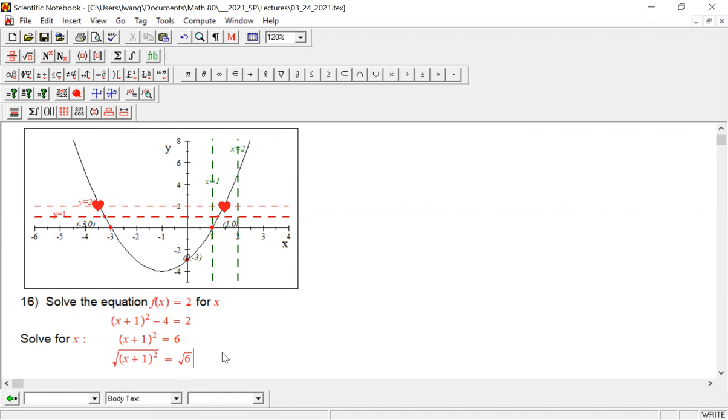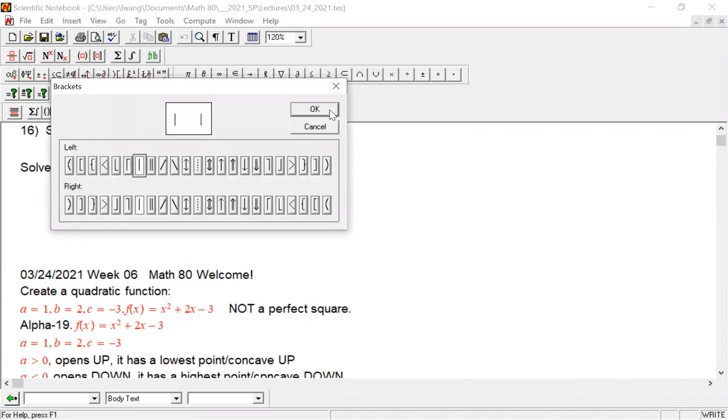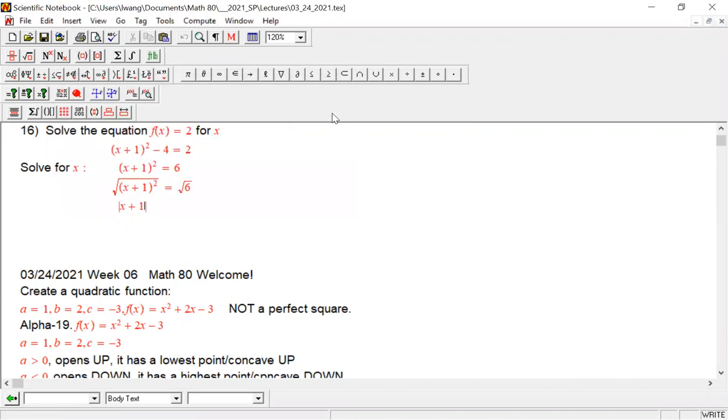Okay, and then what? The next line, whoops. We'll come back to it, okay? And the next step, we get the absolute value of x plus 1 equals square root of 6.